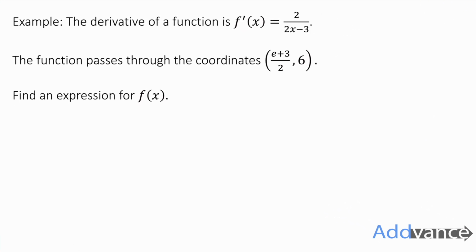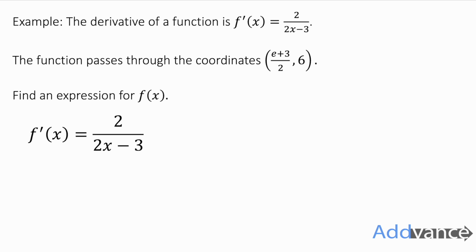Now let's look at an example of this in action. The derivative of the function, f dash of x, is 2 over 2x minus 3. The function passes through the coordinates (e plus 3) divided by 2, 6. Find the final expression for f of x.